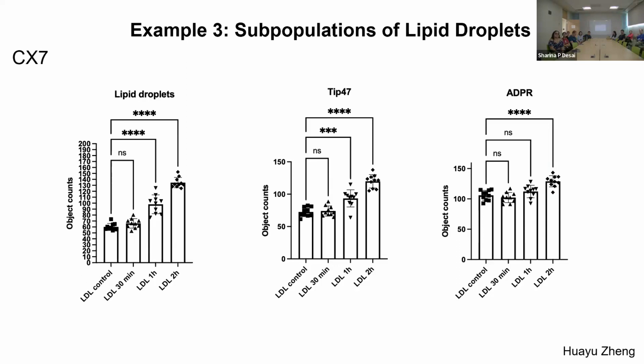We wanted to see if what we saw is real, so we quantified the TIP47, ADRP, and the BODIPY by Zeiss CX7. You can see, of course, after the treatment, the lipid droplets increased a lot. TIP47 did increase a lot. ADRP looks like it didn't really increase within 1 hour, but at 2 hours, it increased a little bit. So that's something you cannot see by confocal. Maybe there's some difference if you quantify a lot of cells. But this result is kind of consistent with what we saw in the confocal microscope: TIP47 responds to LDL a lot.